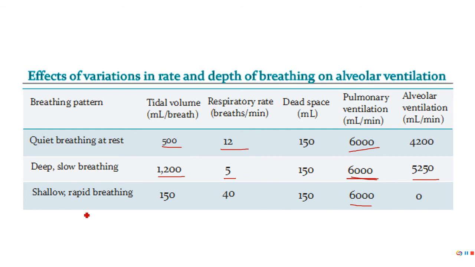Now, if we're panting essentially, and we're taking 40 breaths per minute, but each of those breaths is only getting in 150 mils, which is about a third of a water bottle, that'll give us our 6,000 mils for pulmonary ventilation, but our alveolar ventilation is just 0 because 150 minus 150 equals 0, and it doesn't matter how many breaths per minute. So if I want to become more efficient at breathing, I need to take bigger breaths. And so that is where we're going to end with pulmonary ventilation, alveolar ventilation, and minute ventilation.